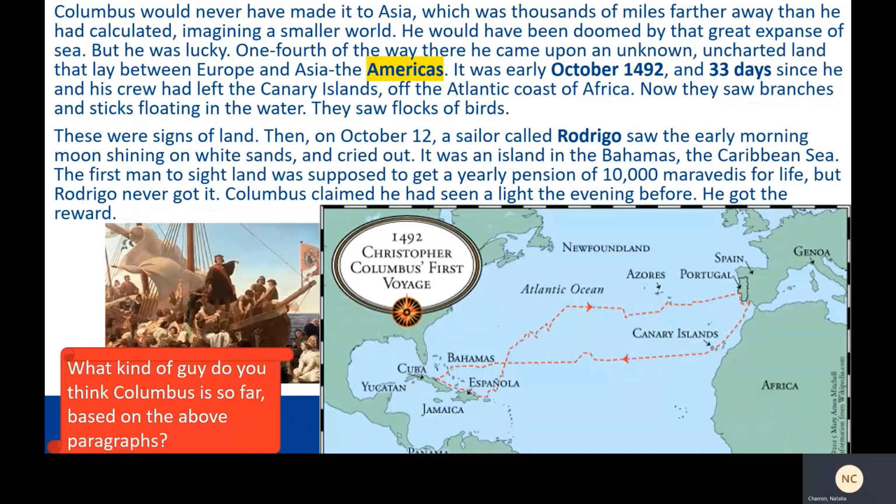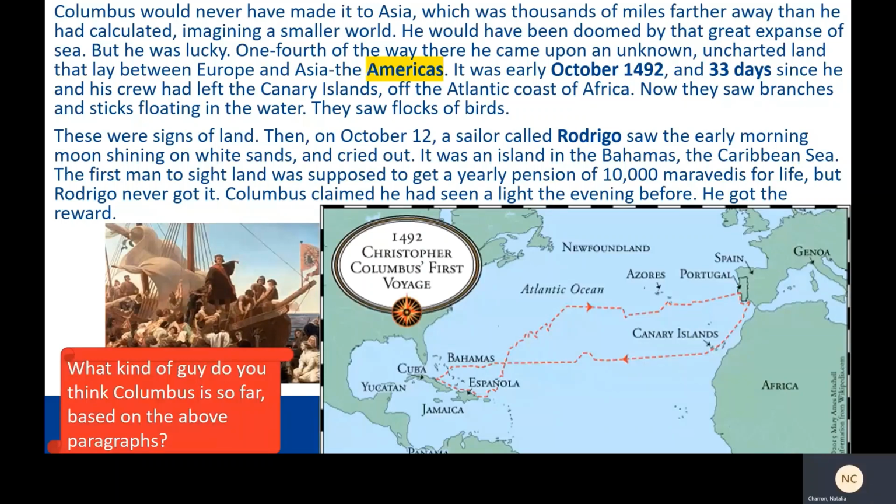It was early October 1492, and 33 days since he and his crew had left the Canary Islands off the Atlantic coast of Africa. Now they saw branches and sticks floating in the water. They saw flocks of birds. These were signs of land. Then, on October 12th, a sailor called Rodrigo saw the early morning moon shining on white sands and cried out. It was an island in the Bahamas, the Caribbean Sea.